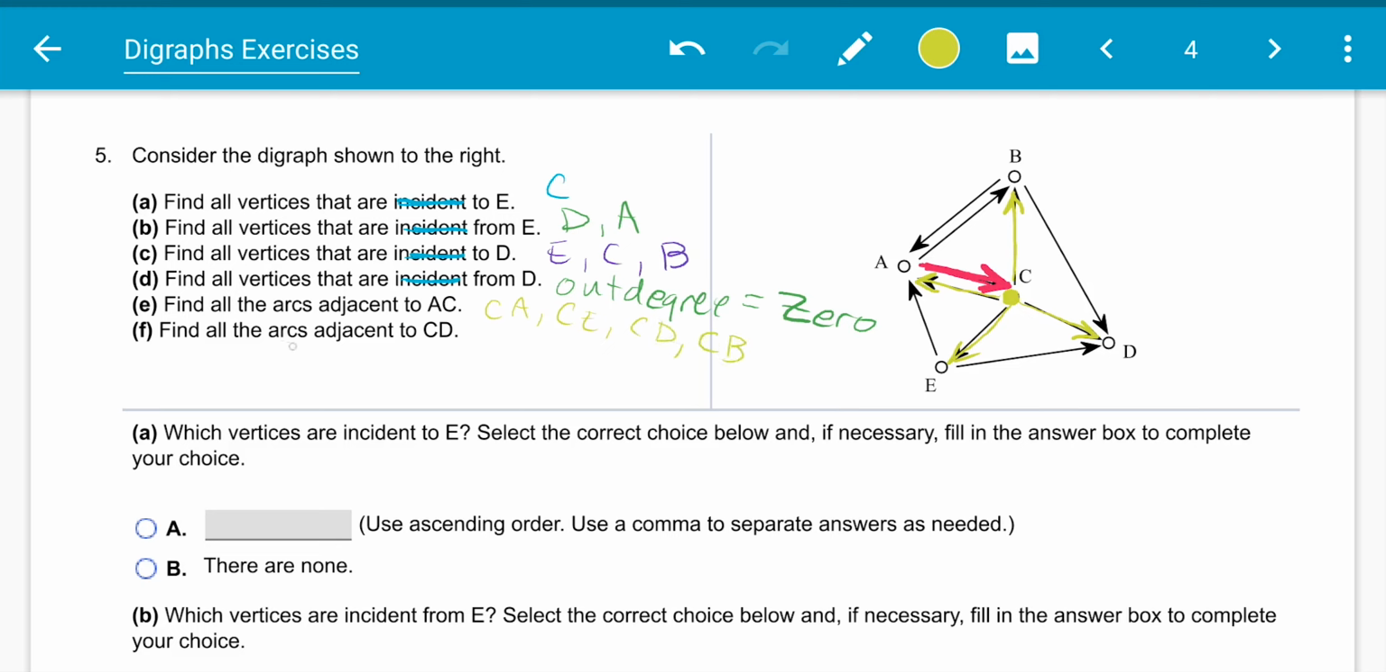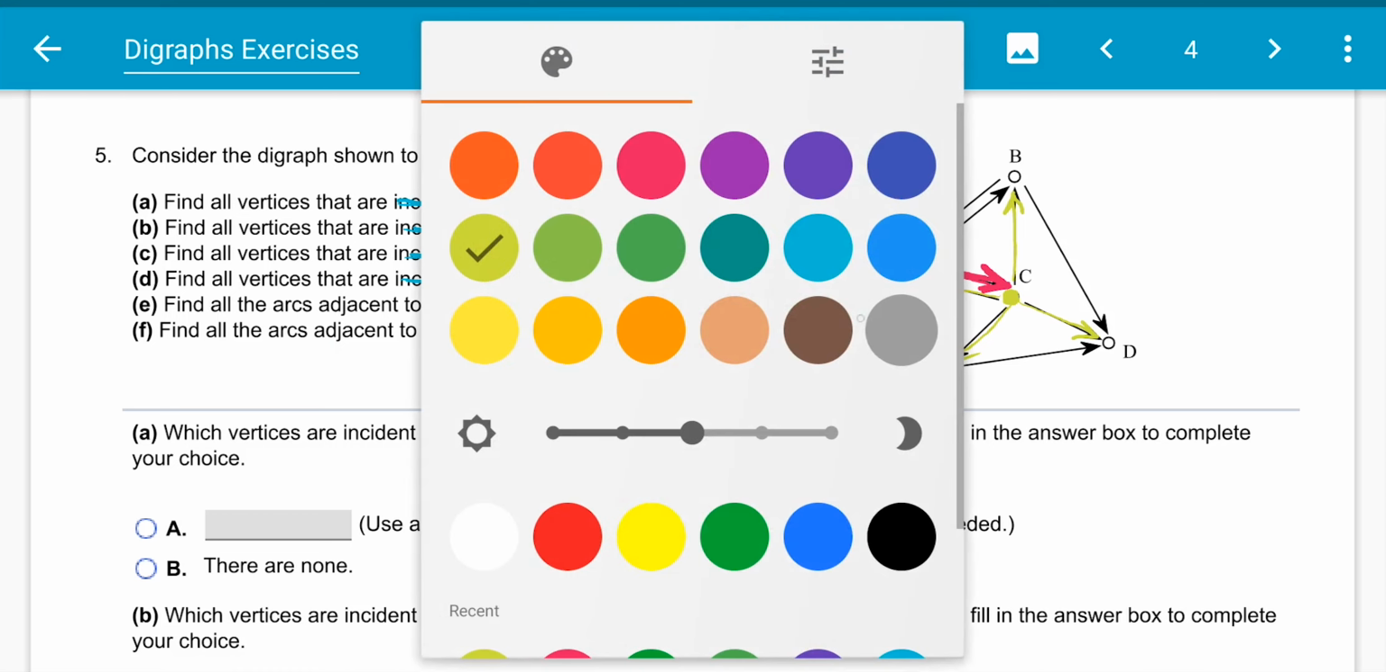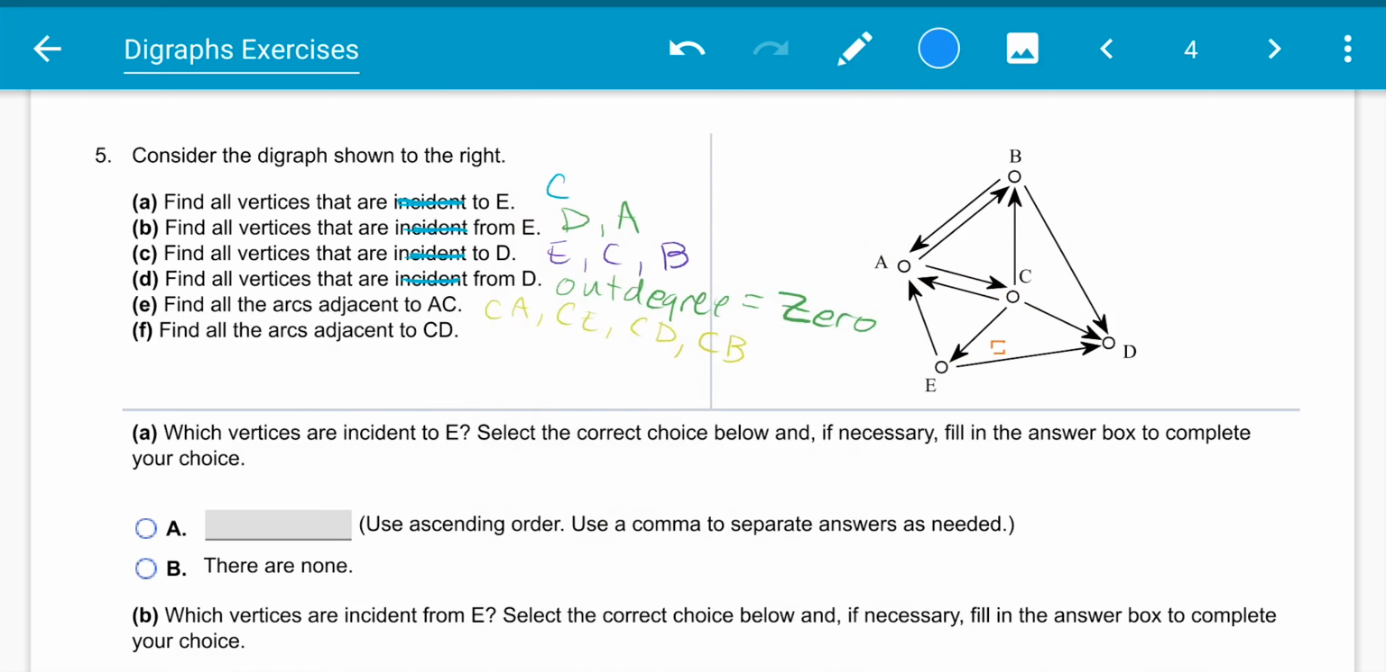Now, where are all the arcs adjacent to CD? So now we're going to look at the arc C to D. And where can we go from this D? We're sitting right here at D. Are there any places that we can go from there? Well, this is an in degree and this is an in degree. So because D has an out degree of 0, we can't go anywhere. There aren't any.